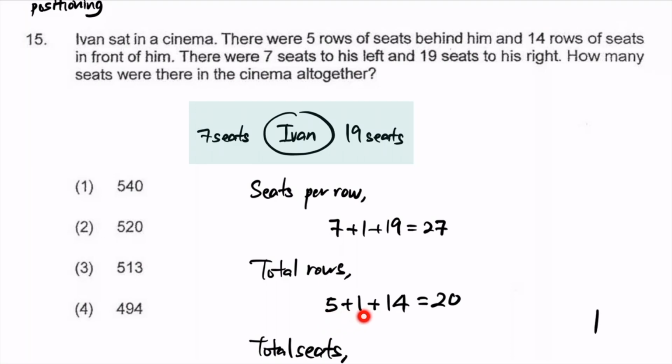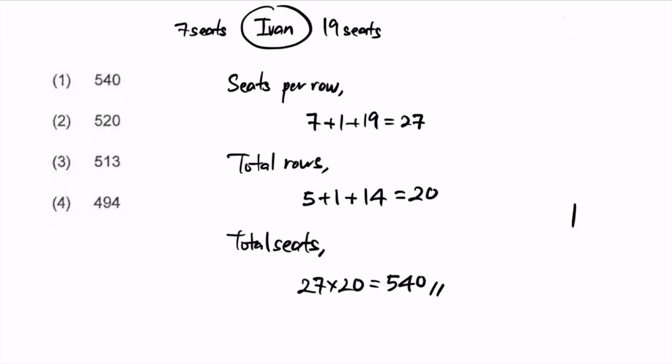This is Ivan's row itself, and there were 14 rows in front of him, giving us a total of 20 rows. Well, what's the total number of seats? That would be 20 rows of 27 seats each. So that's a multiplication step and giving us 540 as the answer.